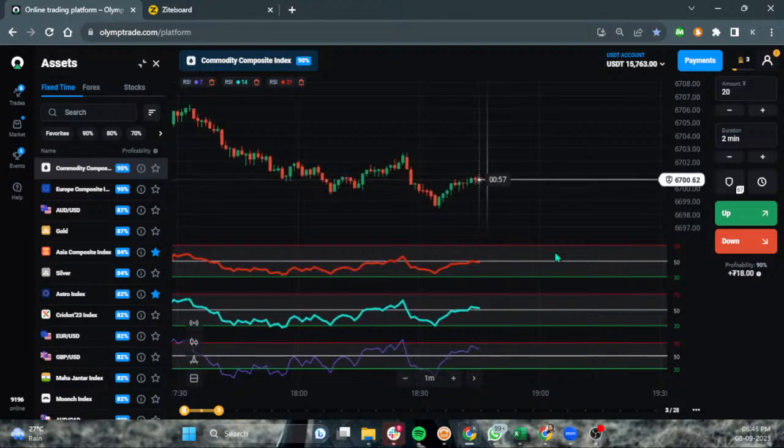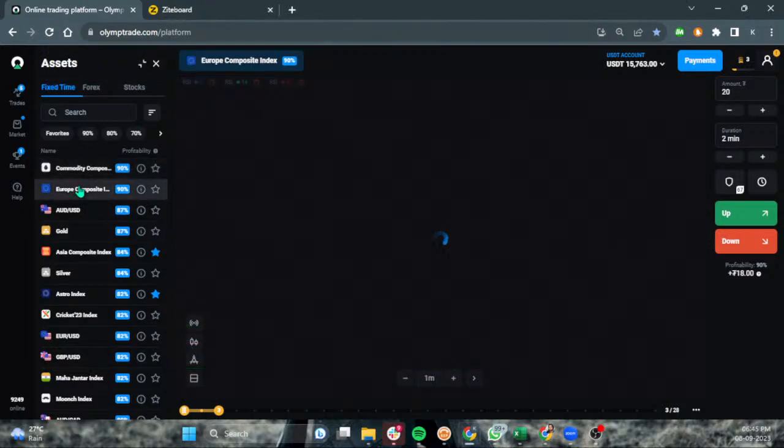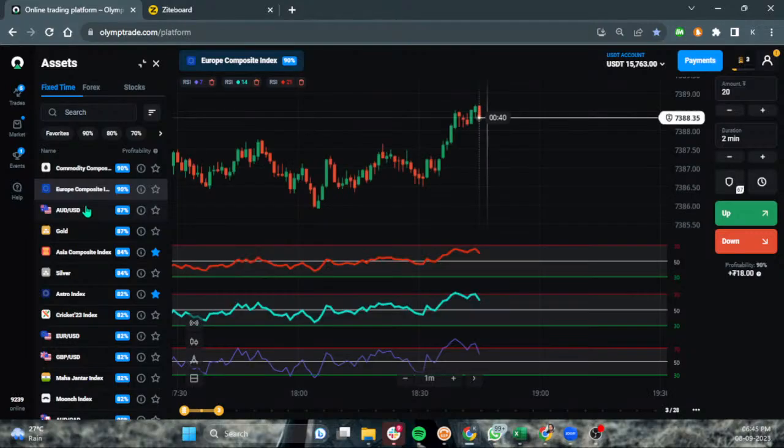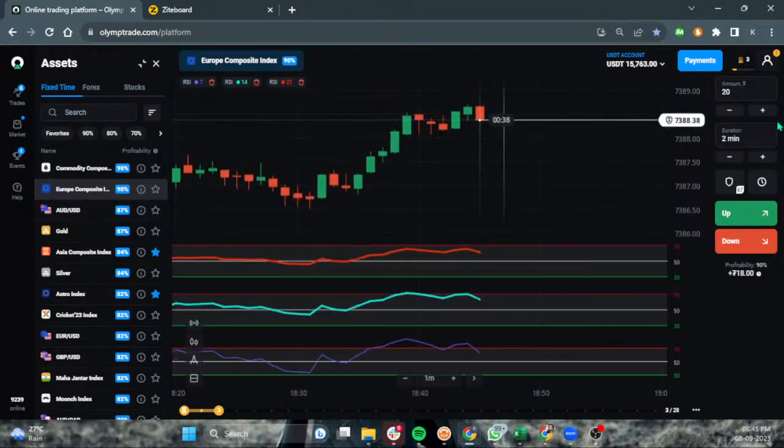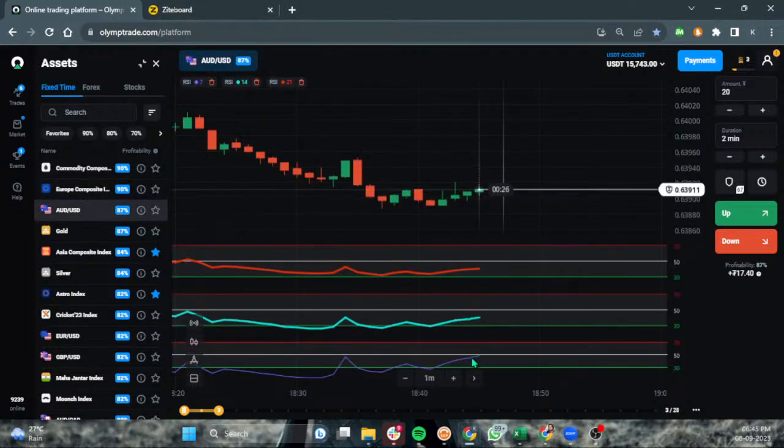Now, coming back to the point, the trading that we are supposed to do. Let's see some other assets to find out what we can do in that case. Here, Europe Composite Index. At the moment, I believe we can open a trade. Let's see. Afterwards, I'm on AUD USD. Guys, at the moment, you can see on AUD USD, none of the RSIs are near 70 or near 30. So it means it's a big no. We can't open a trade over here.